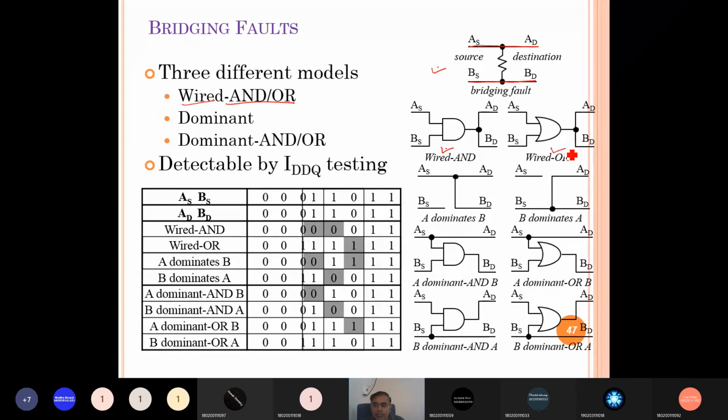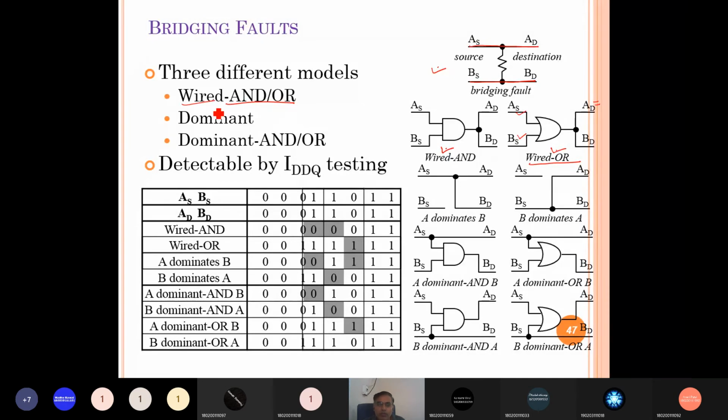Now here you can see, by shorting the wire it may create the wire OR bridging fault. In this case, output AD will get the OR of AS and BS, and BD is also the OR of AS and BS. So it creates a wire OR fault.